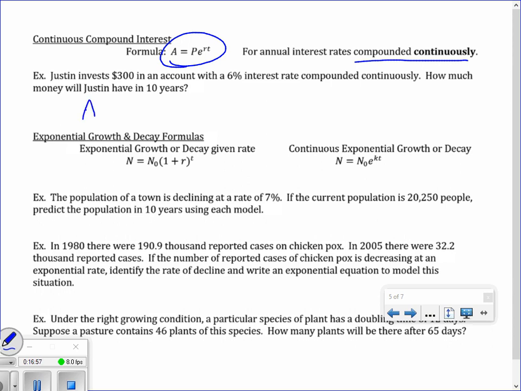But my principal is still $300, and I have e, which is just 2.71, to the RT. So my interest rate is 0.06 again, and my time is still 10 years. I just wanted you to see the difference here. Okay, so just get that in your calculator.